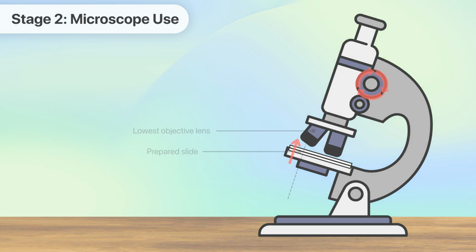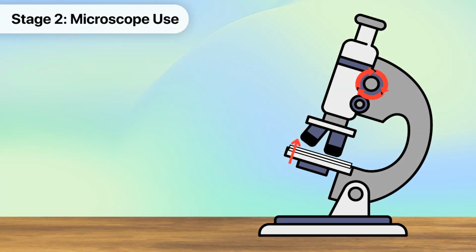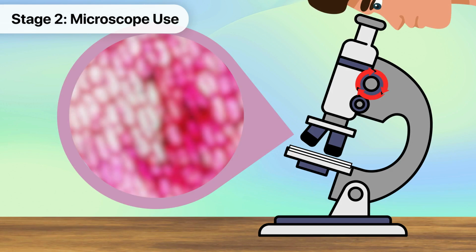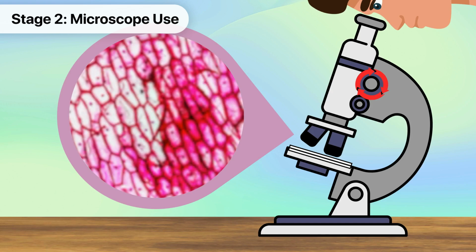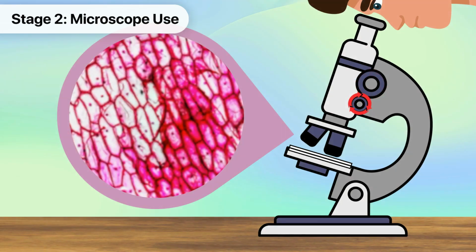Begin focusing the image by turning the coarse adjustment knob to move the stage close to the objective lens. Then, look through the eyepiece and slowly adjust the coarse adjustment knob to bring the specimen into rough focus. Next, use the fine adjustment knob to sharpen the image until the cells appear clear and detailed.